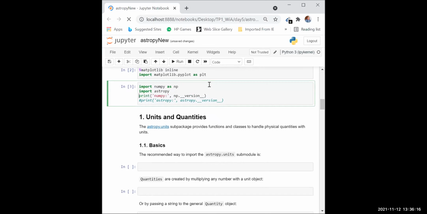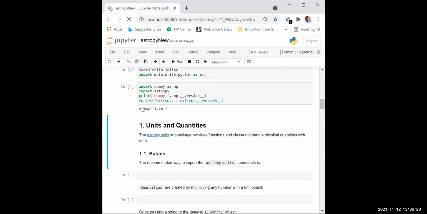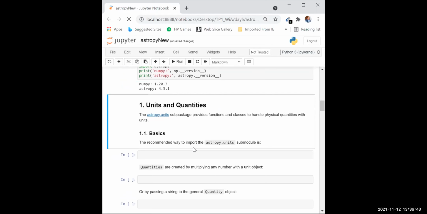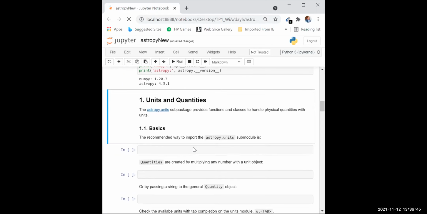If you want to see what version of NumPy you have, you can run it with that, and you will see that your NumPy version, on my system, is 1.20.3. And similarly, Astropy version, we can see by running this print astropy.version, right? So the Astropy version which is installed in my system is 4.3.1.